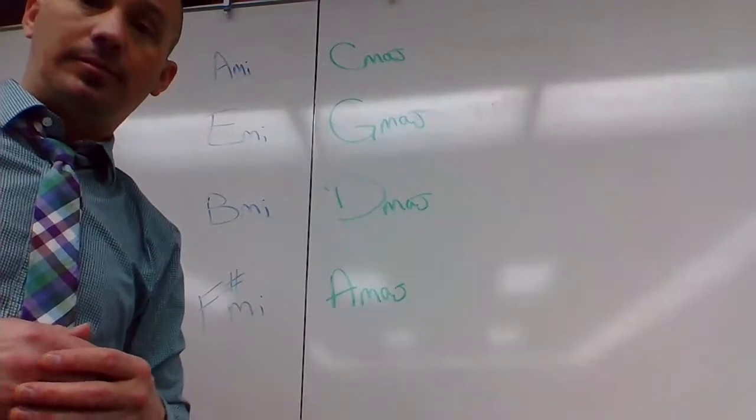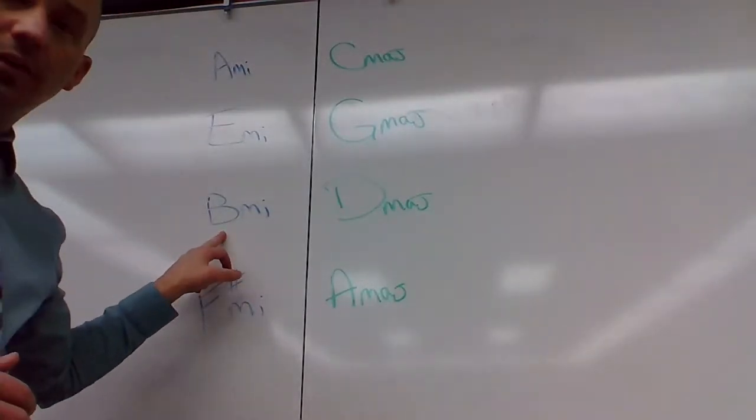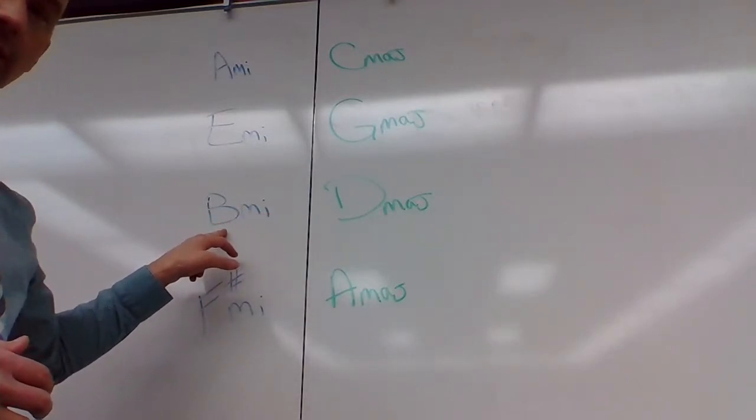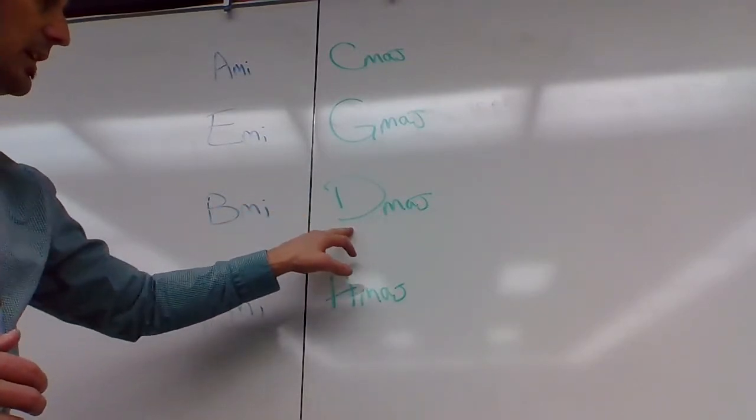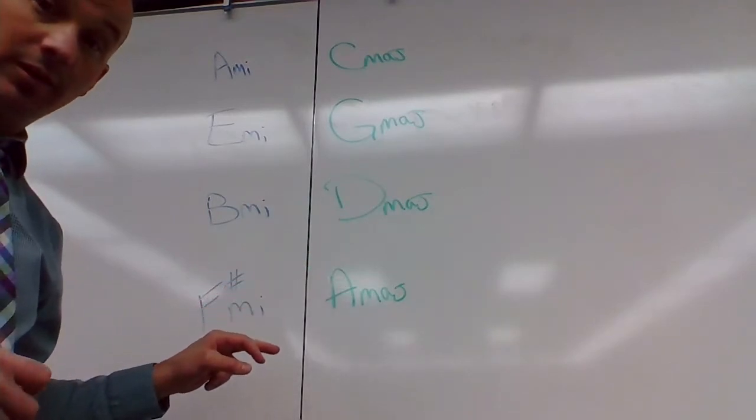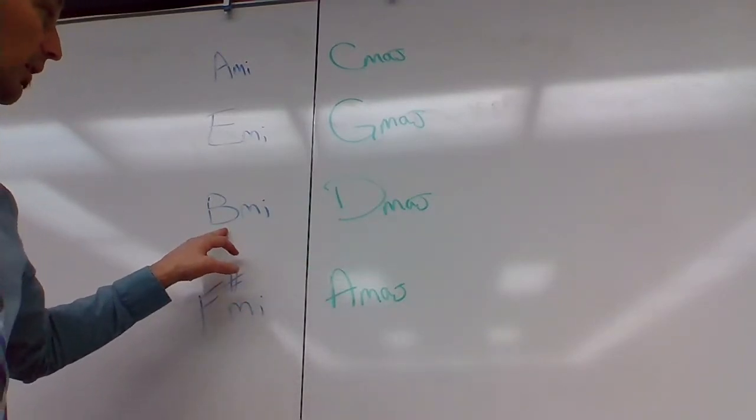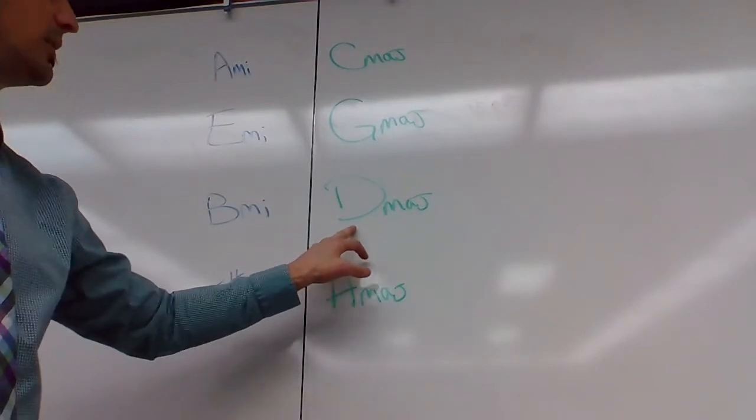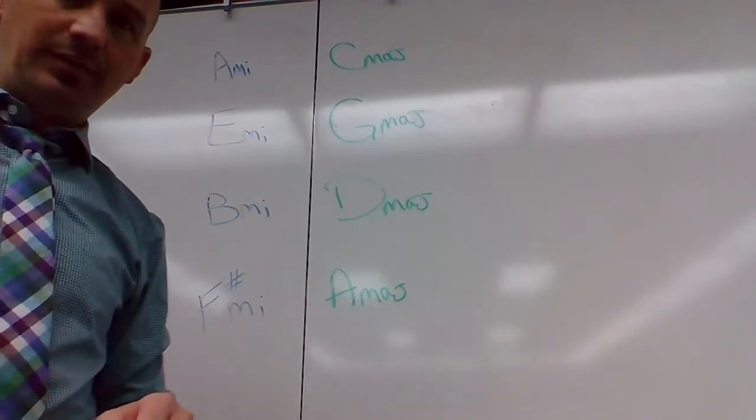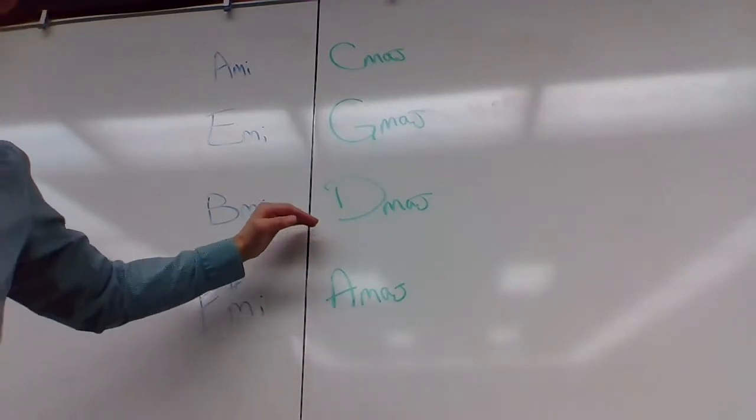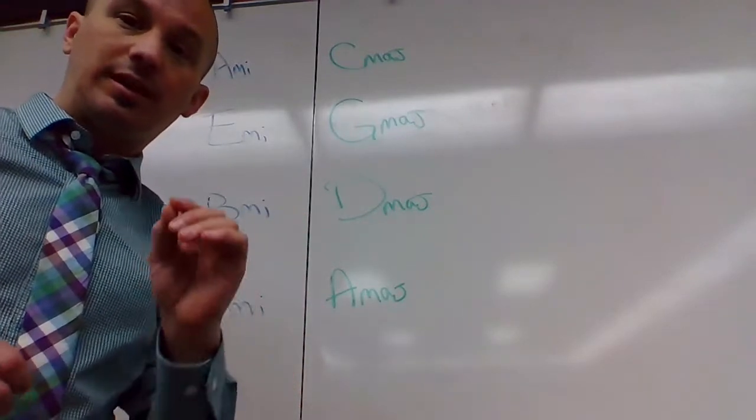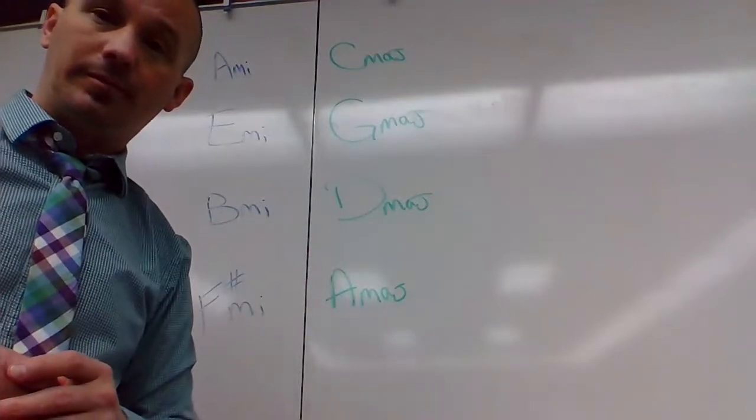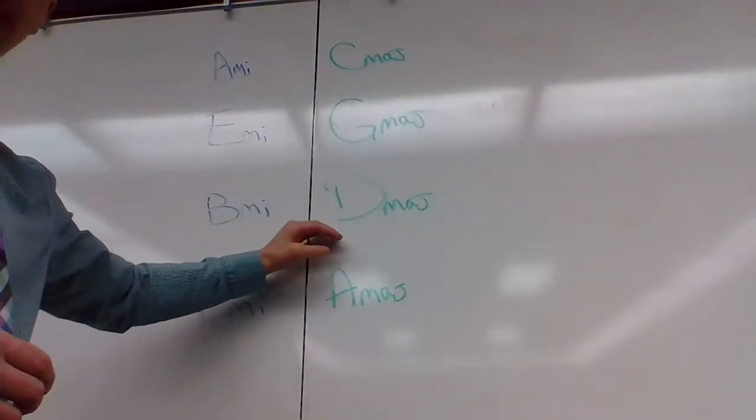Okay? Let's check it out with B minor and D major. So the note B and the note D are a step and a half apart. Let's test that out. B, whole step to C sharp, half step to D. And so B and D share the same key signature. They are relatives of one another, and they are a step and a half apart.